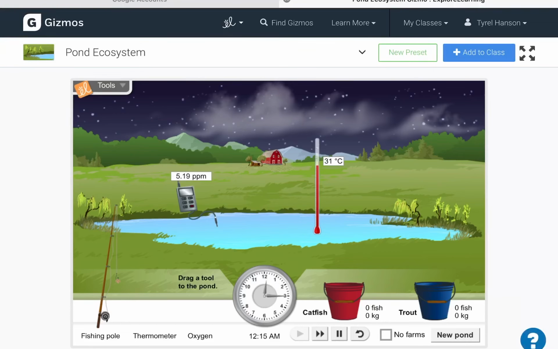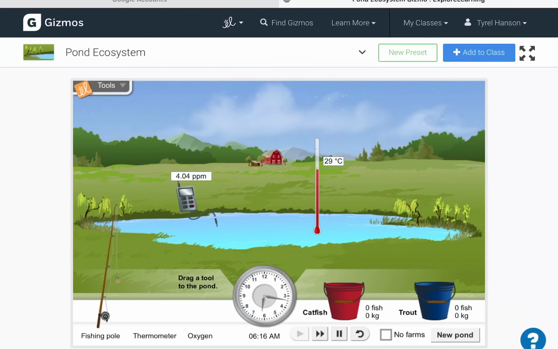We're past midnight here. We see that our oxygen levels are still decreasing and our temperature is still decreasing as well. So what we need to know is what influences how quickly the oxygen is being produced by these plants. We're now at 4.06. See how low it gets. 4.04. That was our lowest point, 4.04 at 29 degrees. So we're now starting over.